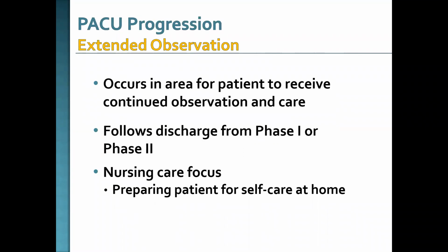Extended observation. Patients may need to be transferred to an extended observation area, such as a rehab or rehabilitation facility, or remain on an inpatient unit for rehab. Nursing care continues to focus on preparing the patient for discharge of care. Equipment required will depend on the type of surgery, the patient population, and facility guidelines.